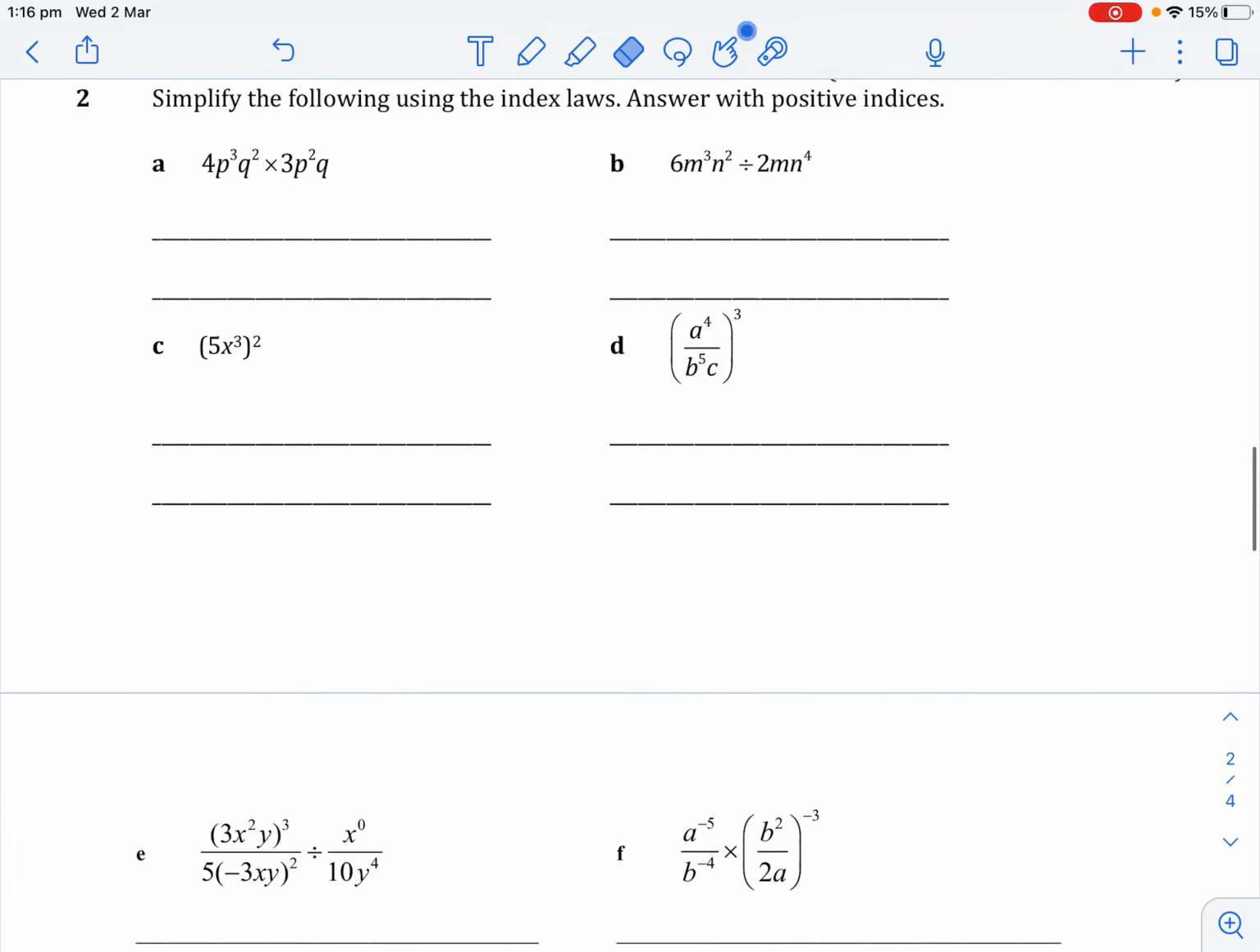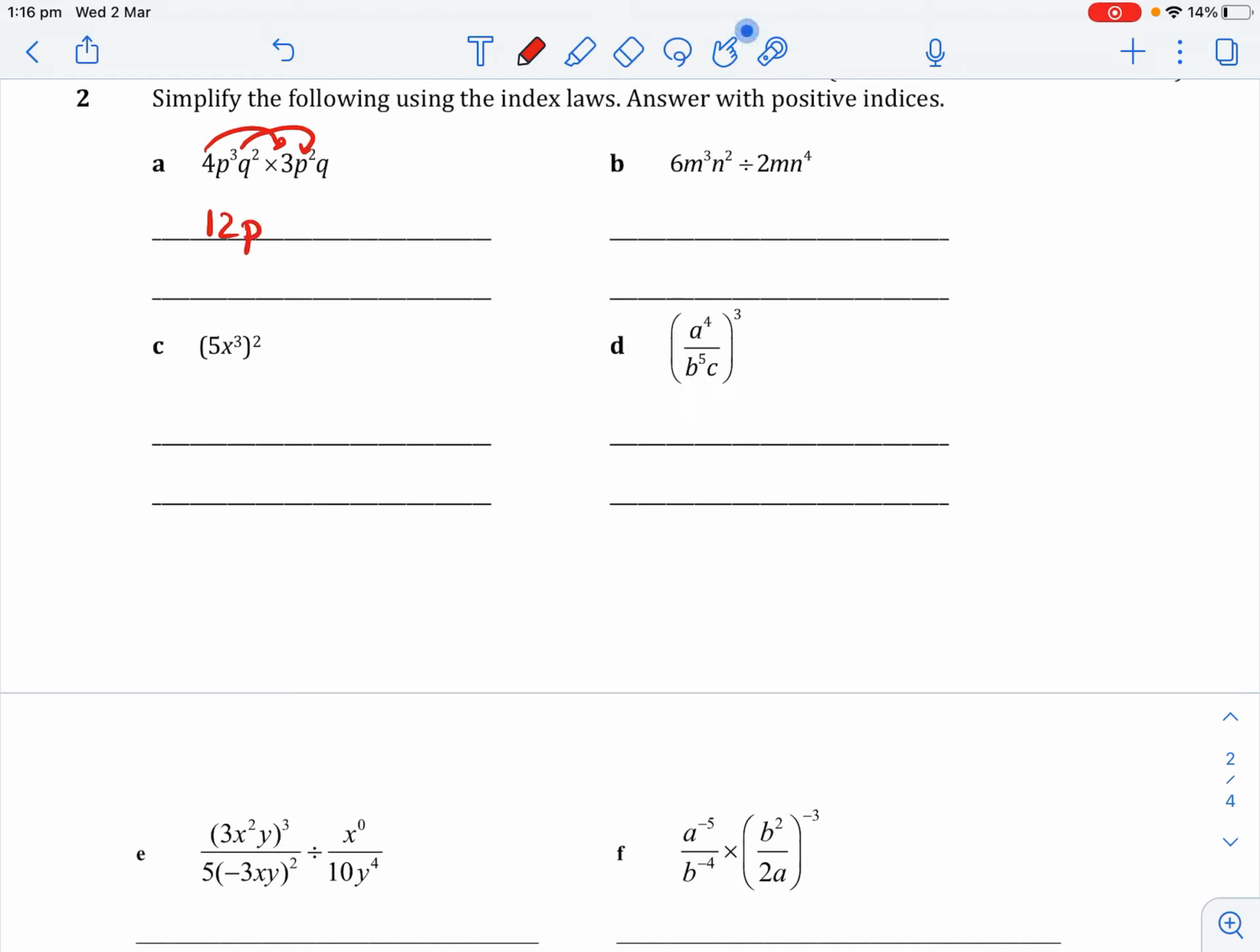Okay, everyone, still on the practice test, we're going to work through the question 2 index law problems here. Again, speed version, not going to go into a whole heap of detail here. So when we multiply thirds, we do the whole number times the whole number. 4 times 3 is 12. And when we multiply with indices, we keep the base and add the powers.